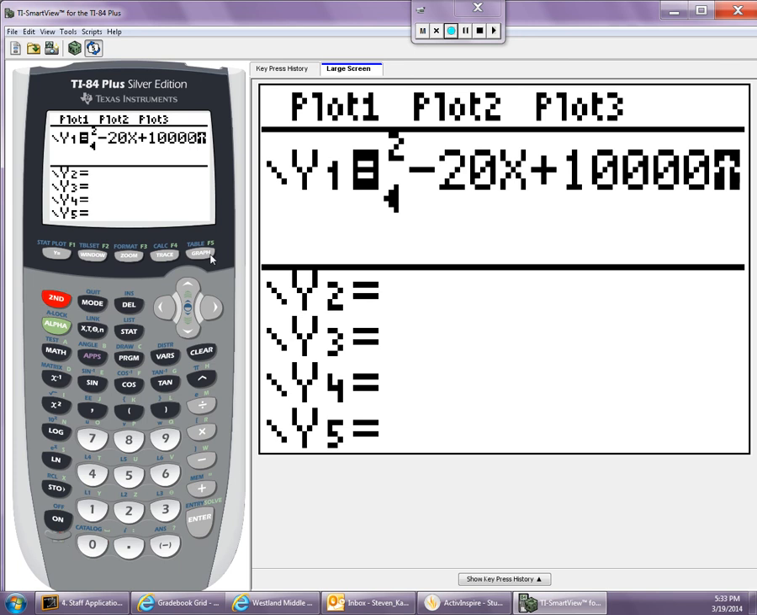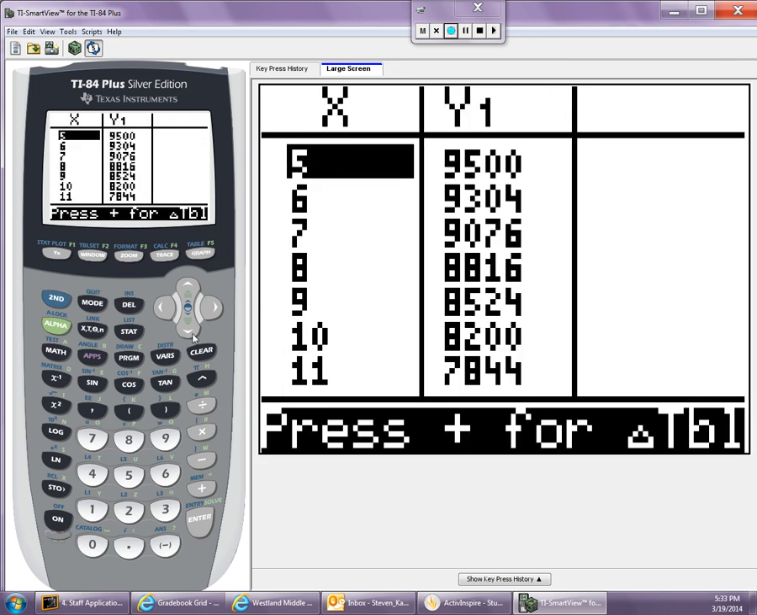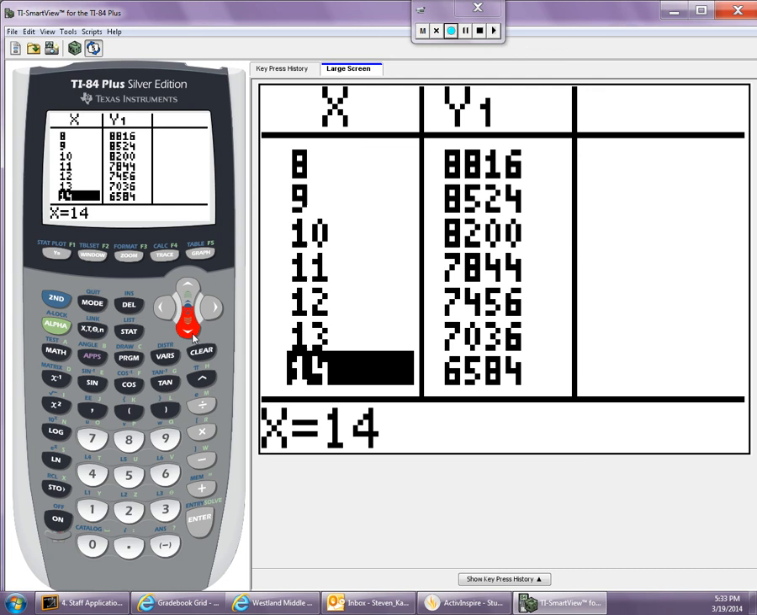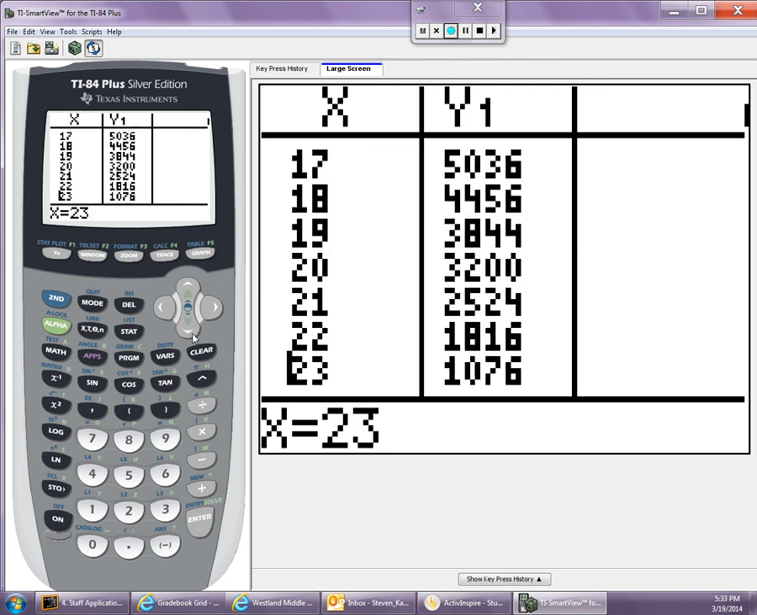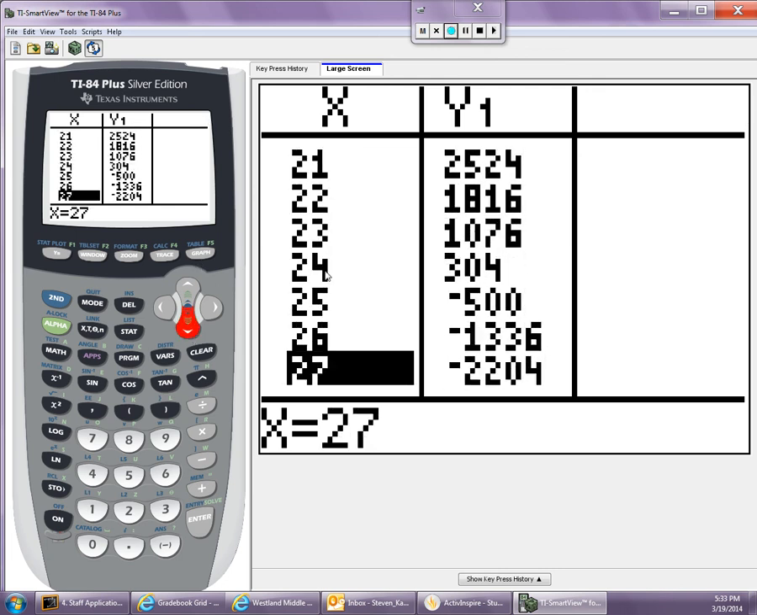So I can look on my table, and I can see that my rock, as the seconds go, is going downward, it's still up right here. So at 24 seconds, it was at 304 feet. At 25 seconds, negative would mean it went underground. So you would say somewhere between 24 and 25 seconds, it hit the ground.